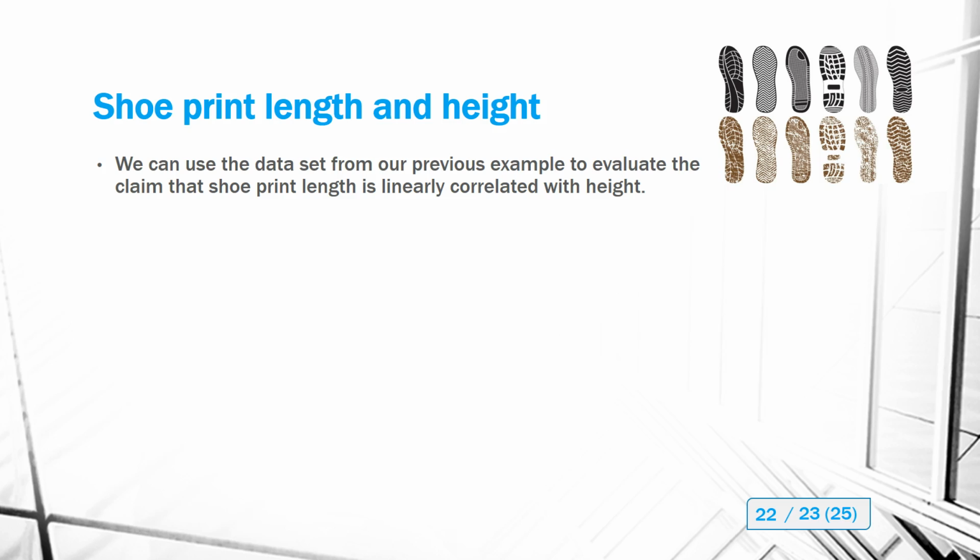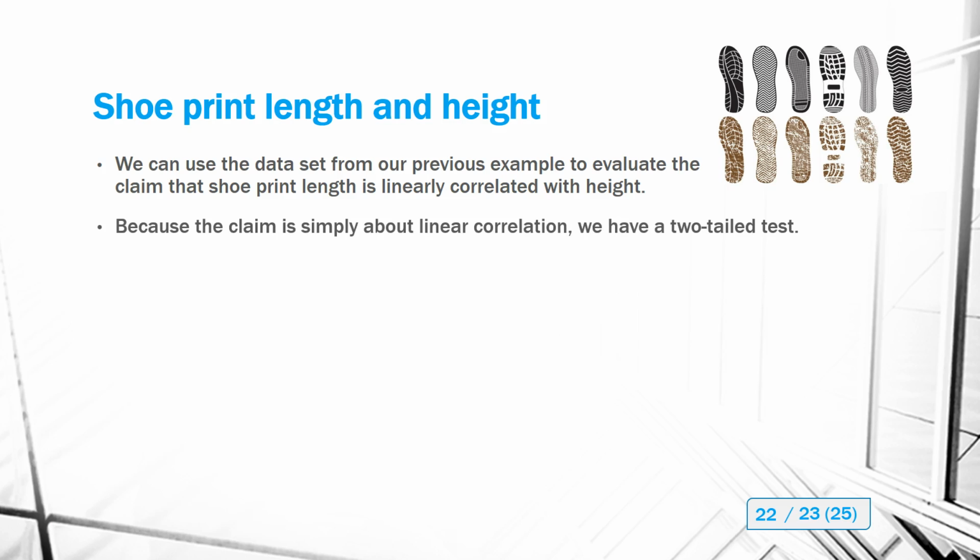Let's go back to the example we looked at previously, and let's actually go through the method of hypothesis testing with that example. So, because the claim is simply about linear correlation, we have a two-tailed test. Remember, that's all the claim was saying. It didn't say anything about positive or negative linear correlation. It only said that they're linearly correlated. So therefore, it's a two-tailed test.